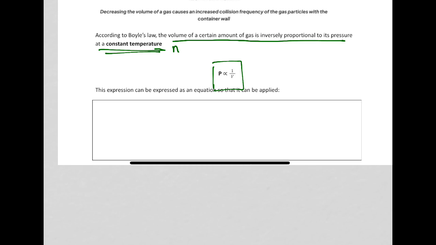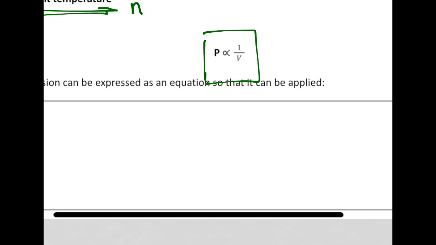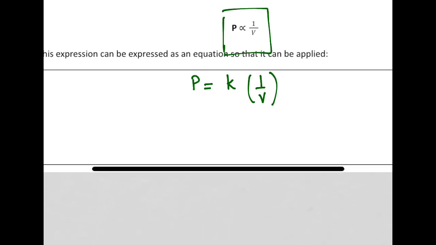Now, if we are going to use this as an equation, you cannot use it when there is a proportionality sign in this. So we're going to insert a constant. So we're going to do pressure is equal to a constant K times 1 over V. Right? So pressure is inversely proportional to volume. So P is equal to K over V. You can see the inverse relationship here. So when pressure increases, volume decreases, and vice versa.